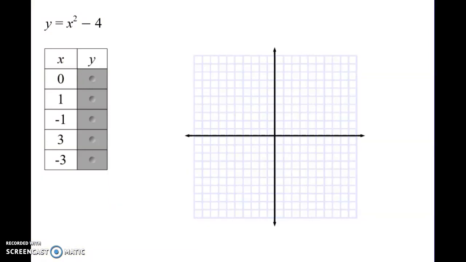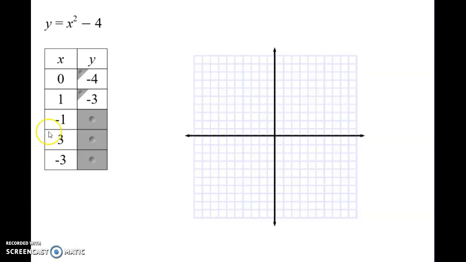When we graph a quadratic equation, one of the things that we could do is the same that we did for lines when we first started, and that is taking a look at a function table. If I were to look at this equation and substitute in 0 for the x variable, I would get that y is equal to a -4. Substitute a 1 in, and 1 squared is 1, minus 4 is a -3.